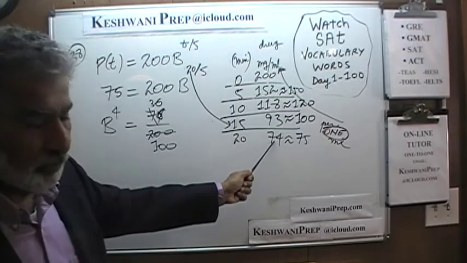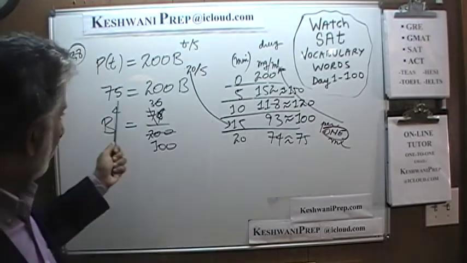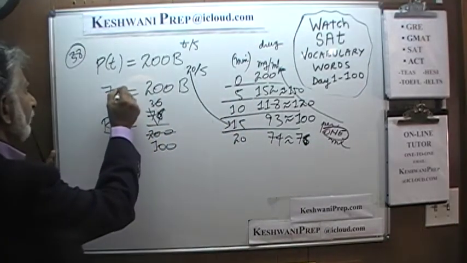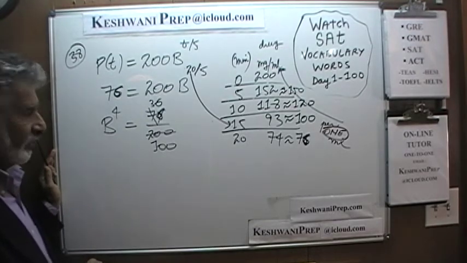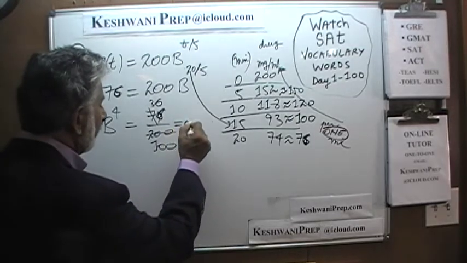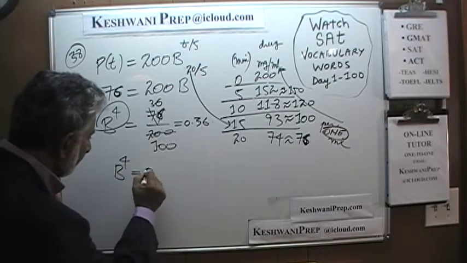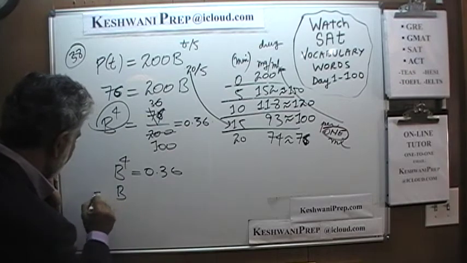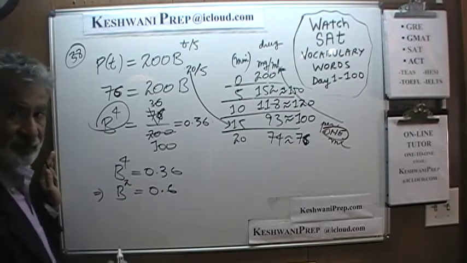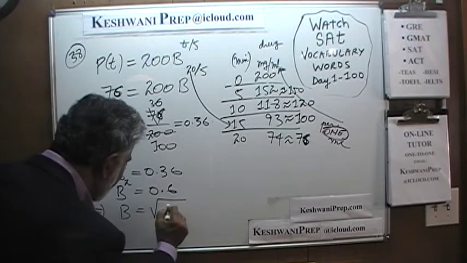It says 74. I pretended that it was 75 because I thought it was going to make math easier. But during the course of the work, I realized that it's actually easier to pretend that the 74 is 76. You'll see the reason in a second. Because 76 over 200 is 36 over 100, which is 0.36. b raised to 4 is 0.36, which implies that b squared has to be 0.6, because 0.6 times 0.6 is 0.36. And that implies that b has to equal the square root of 0.6.